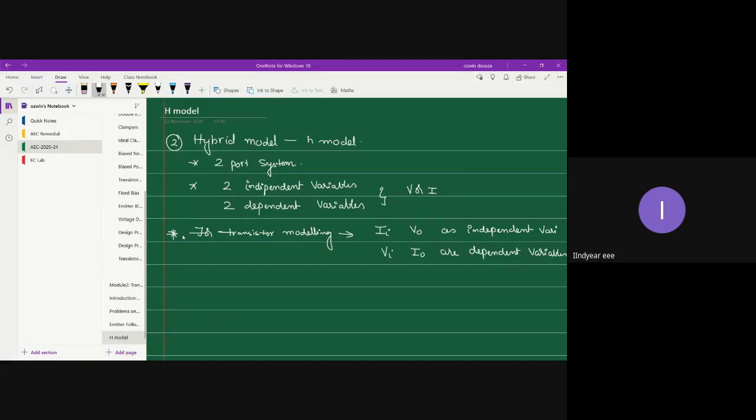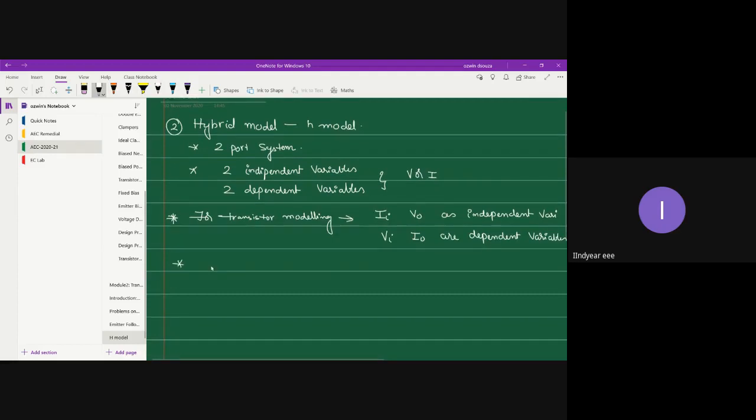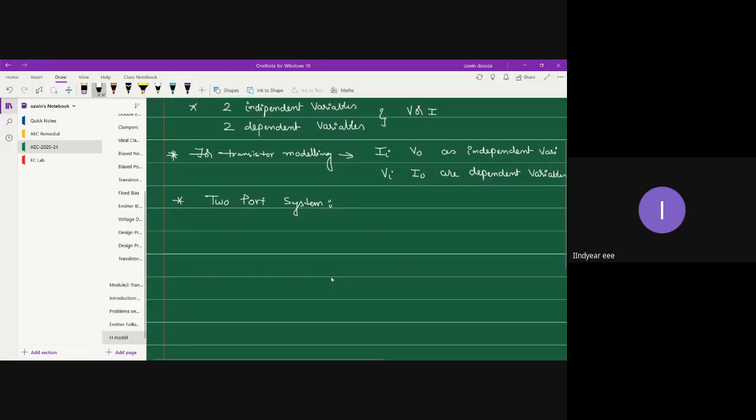All right, fine. Now let's look at the two-port system. This is a general block diagram of a typical two-port system. More of it you will study in network analysis, but what I will do over here is give you a brief introduction to the two-port system on the basis of transistor modeling. So this is your two-port system.